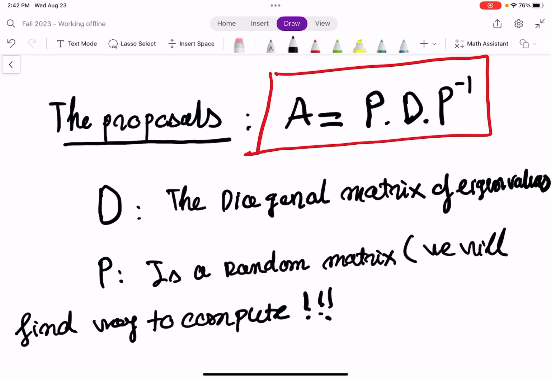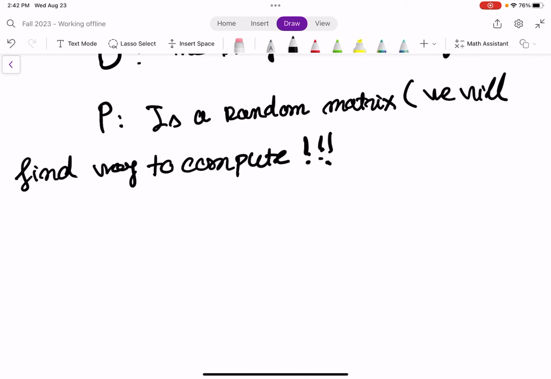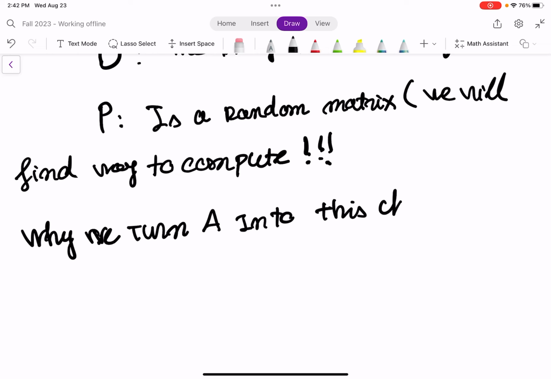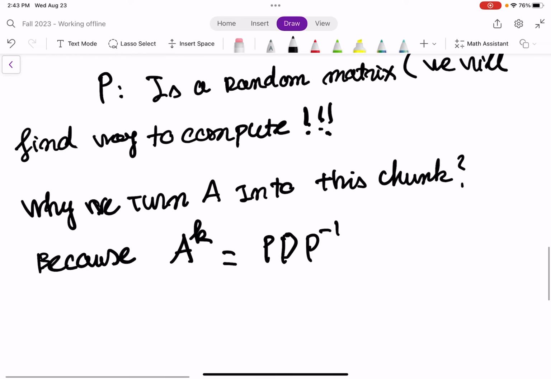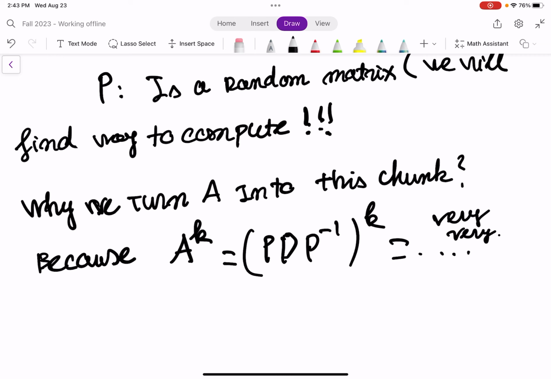But yeah, why do we do this? What's the motivation? What's the story behind this? The reason why we turn A into this is that instead of A to the power of k, you can do P D to the power of k P to the power of -1, and it is very, very nice. It has a lot of nice patterns. Things cancel out, as we will see later.